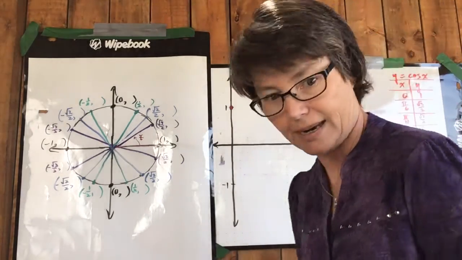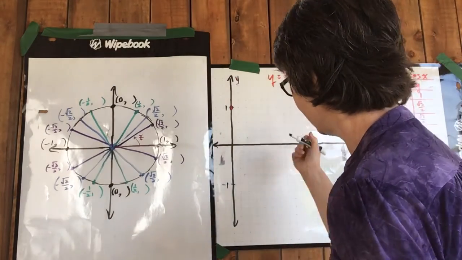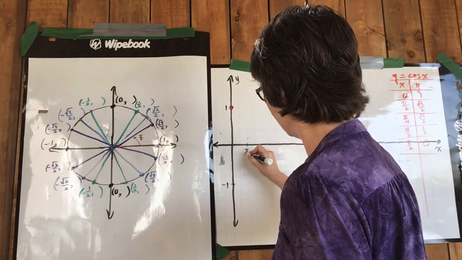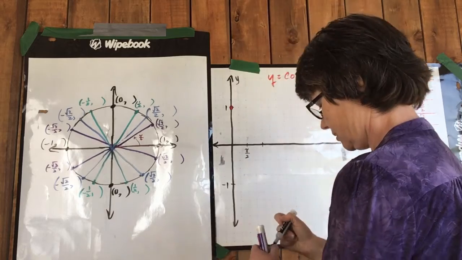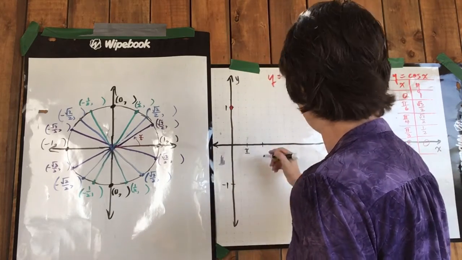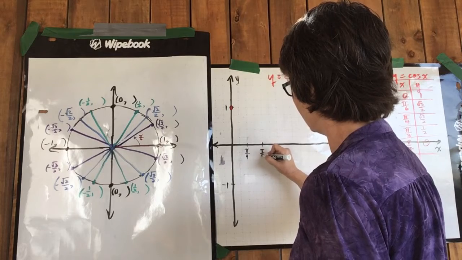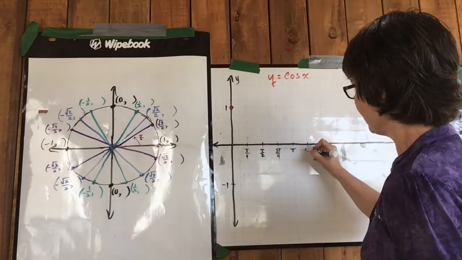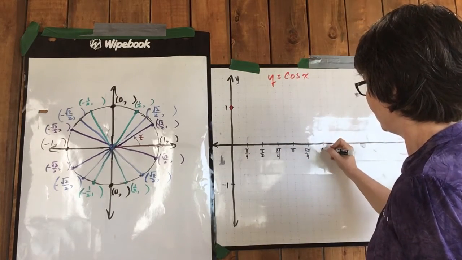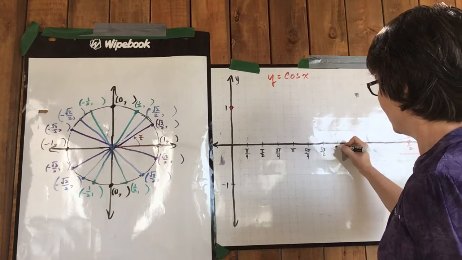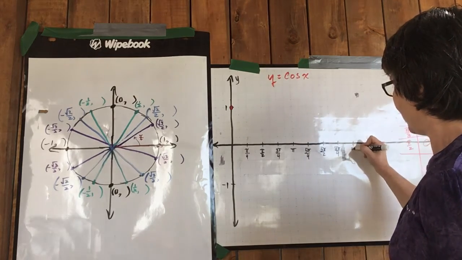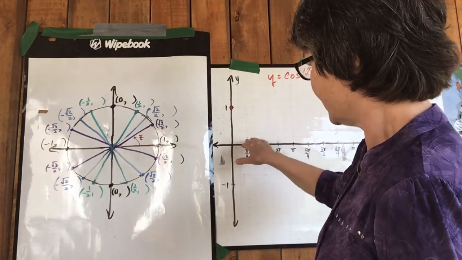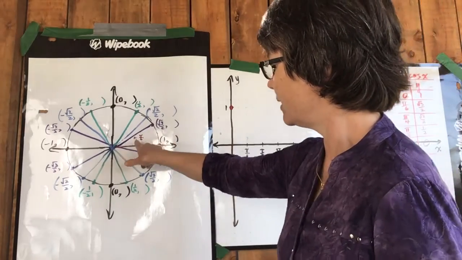All right, pi over 6. Oh, I forgot to put my x-axis scale on here. I'm going to do similar to what we did before. Pi over 2. Actually, I'll go pi over 4. Yeah, got lots of room. Pi over 4, pi over 2, 3 pi over 4, pi, 5 pi over 4, 6 pi over 4, which is 3 pi over 2, 7 pi over 4, and 2 pi.